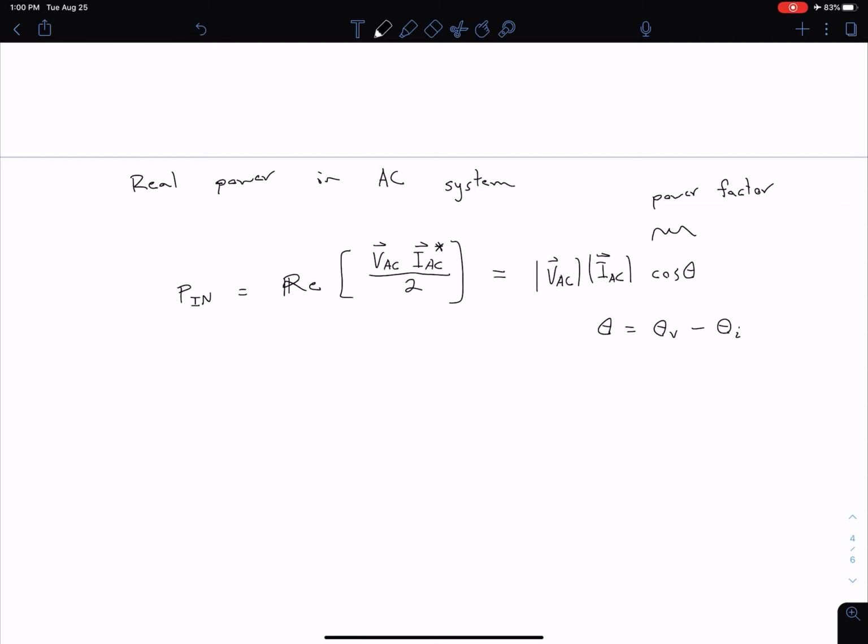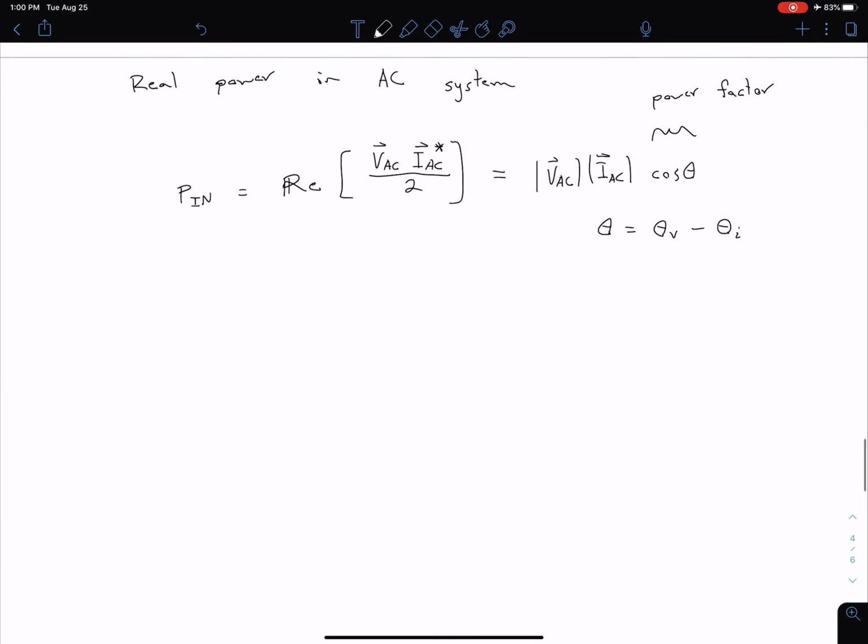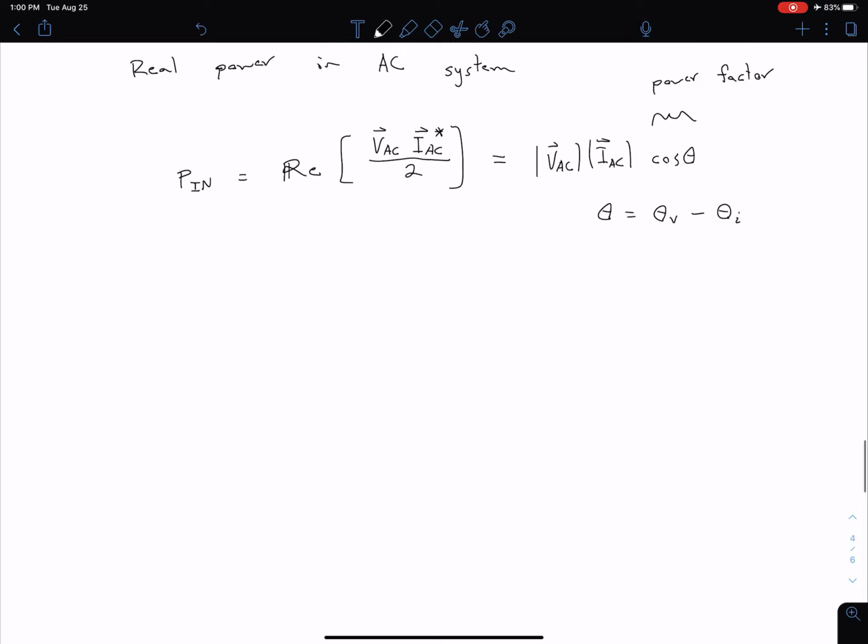If you're getting flashbacks, don't worry, we're not going to get into that in too much detail. We're just going to mention that briefly as we talk about efficiencies. So that was for our input. Now if we talk about our output, that's going to be a lot simpler because it's just DC. So our output, P out, is just going to be V DC times I DC. P equals VI, so that's easy.